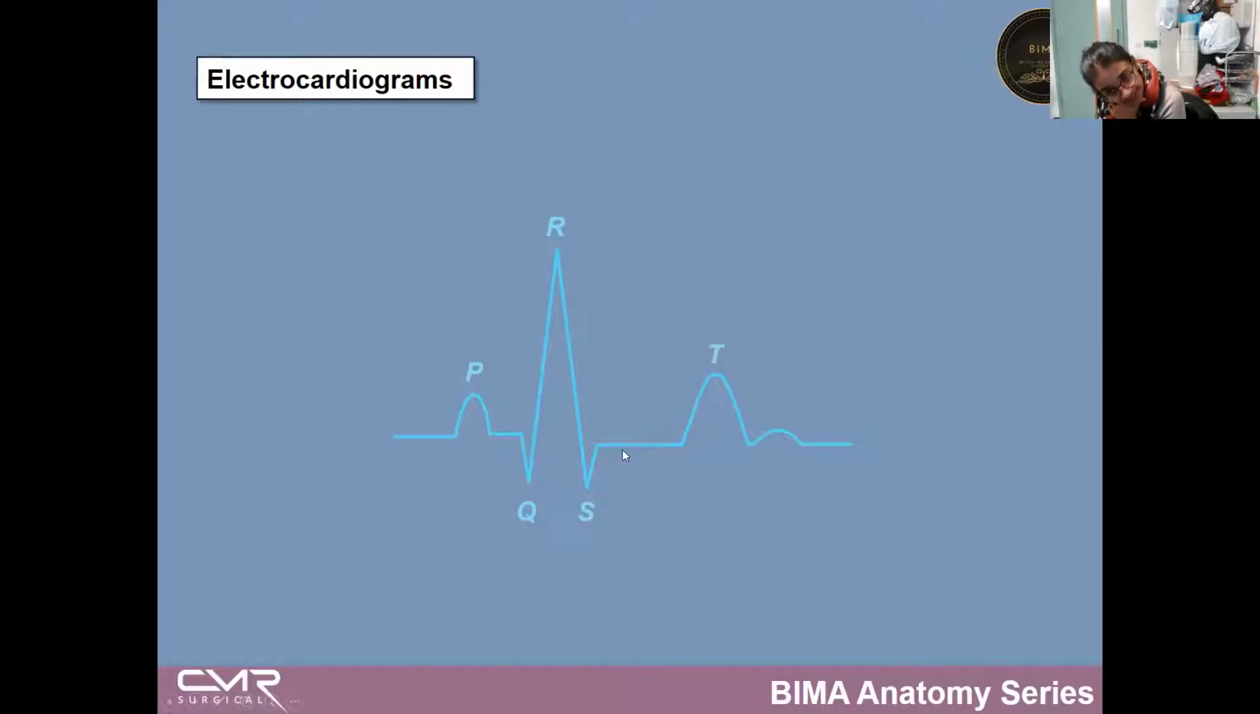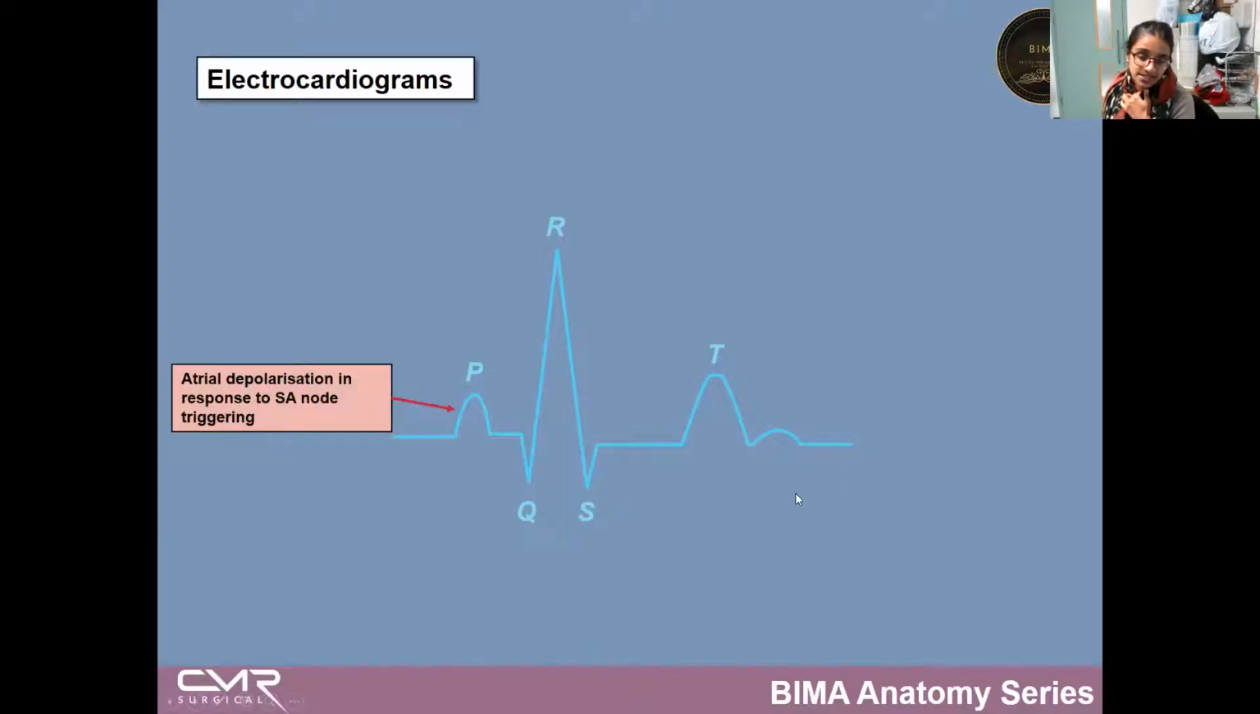Coming down, the second downward is an S. And then you have this ST segment, which should always be flat, coming to your third upward wave, which is a T wave. And sometimes you get a U wave after T, but that's not very commonly seen because it's so small. So if we think about what's happening in the heart during these waveforms, P is atrial depolarization in response to the SA node triggering. So your SA node triggers the atria, and they become depolarized, which is why you get this spike in the voltage.